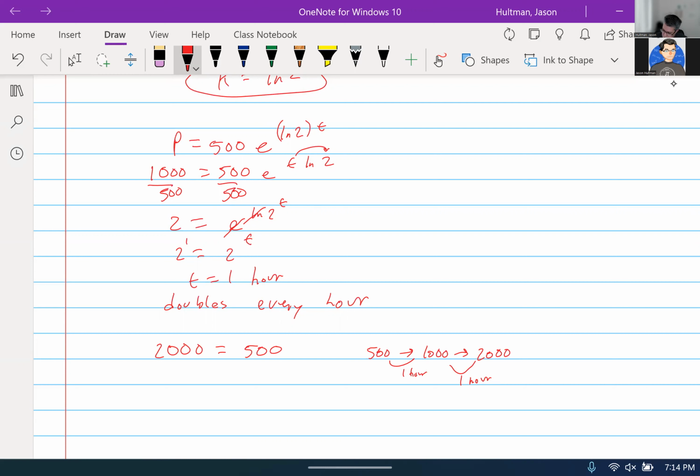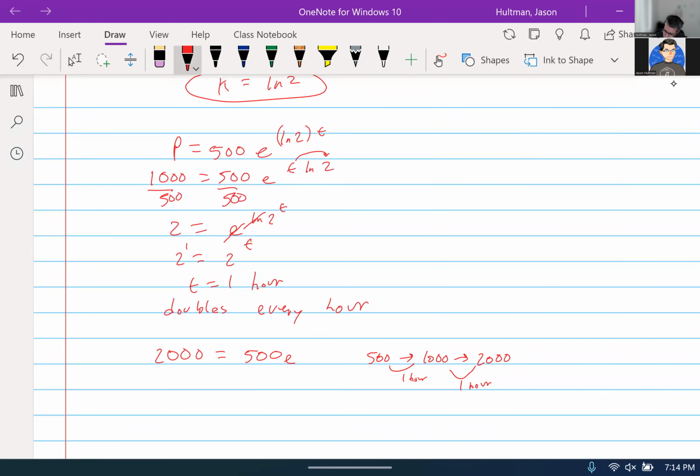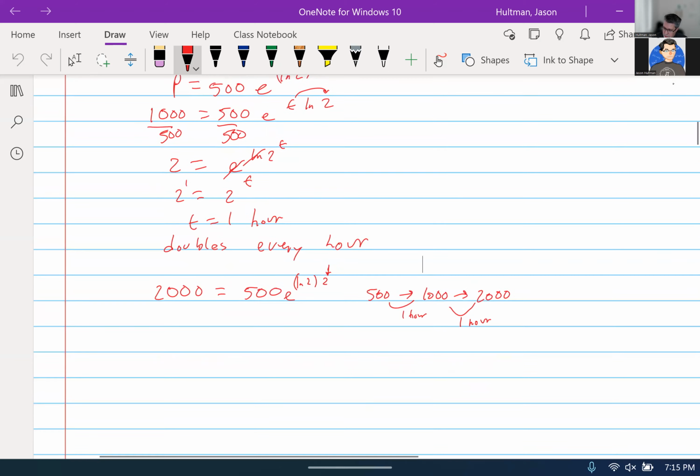And does that make sense? Does that make sense that the time was 2 hours? Yes, it does, because that's exactly what's in my problem: we have e to the k, where k was natural log of 2, times 2. So this did increase when t was equal to 2. We could prove that this is going to be 2 to the second power, which is 4, and 4 times 500 is 2,000. So it does double every hour.